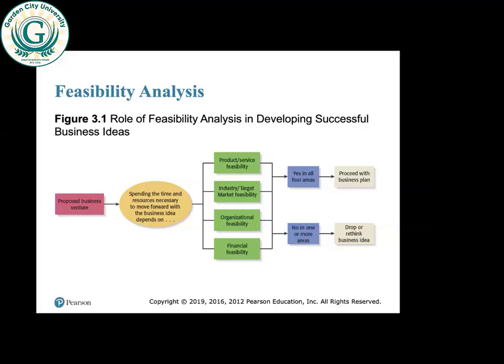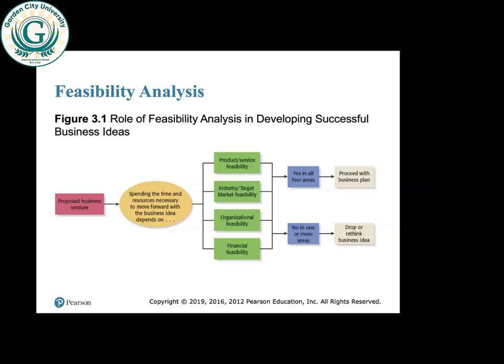So after getting all the answers for these questions I've asked you for all these 4 critical areas, the answers could be yes in all or no in one or more of these questions. When that happens, the results are there. You either proceed to write a business plan, or you drop the idea, or you rethink that business idea and come and start all over again. This is called feasibility analysis flow.